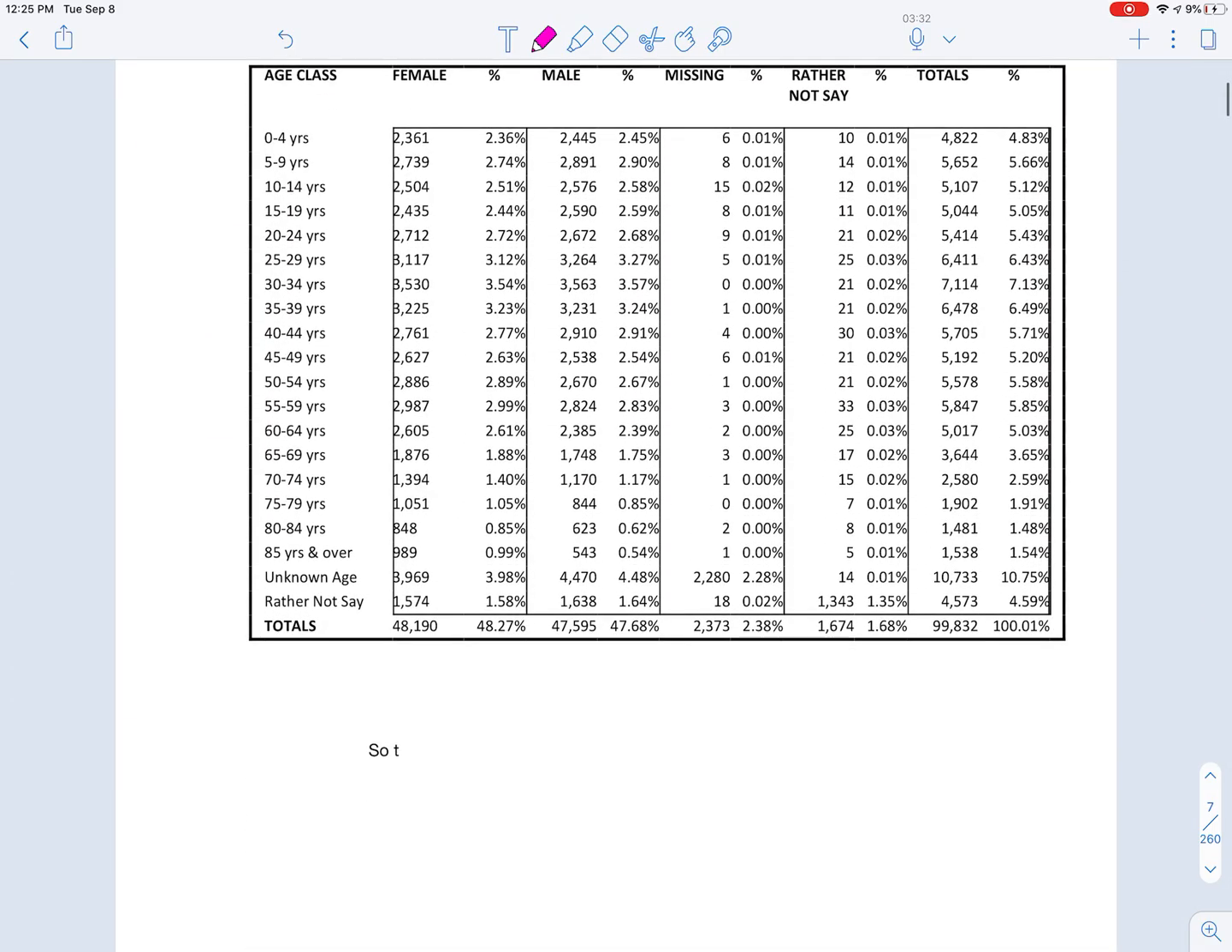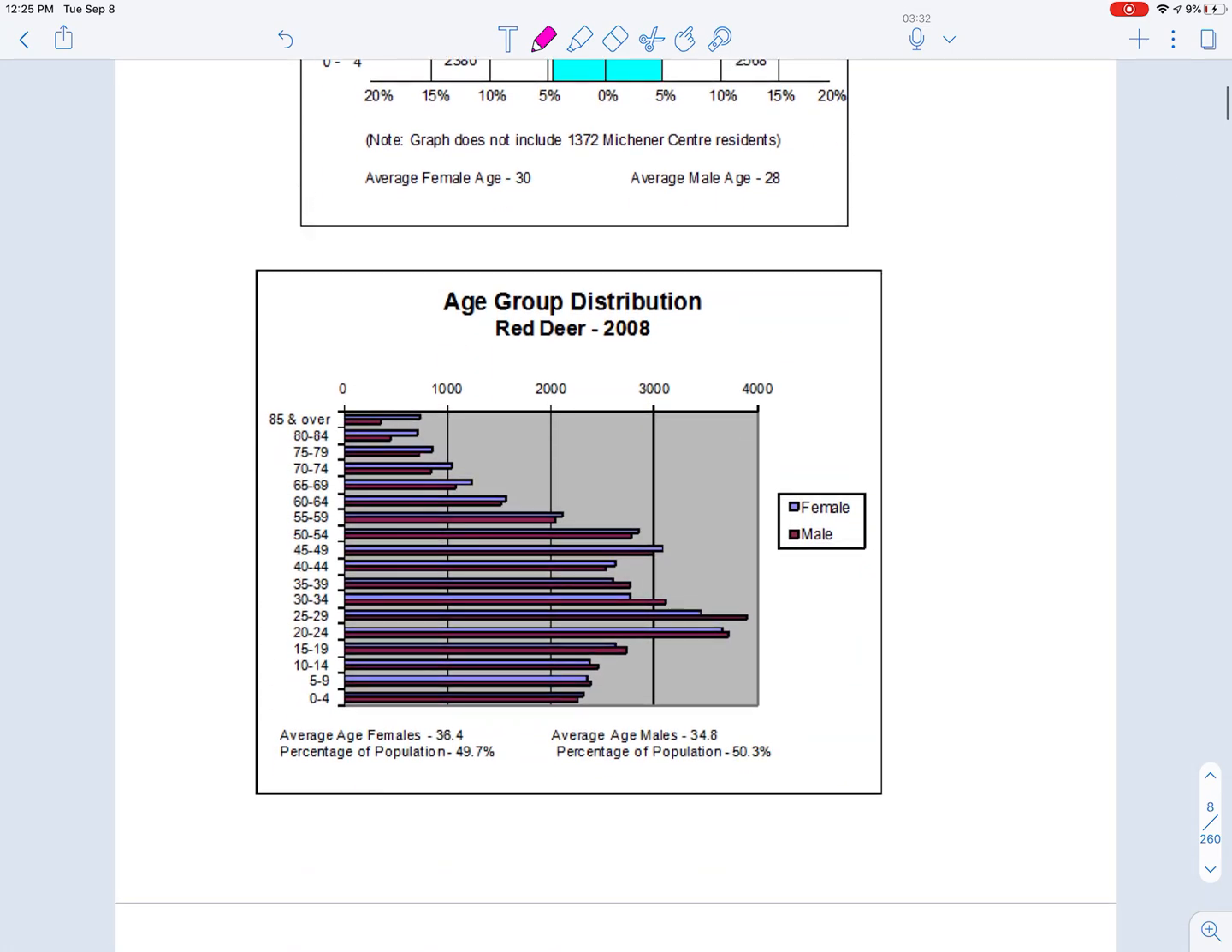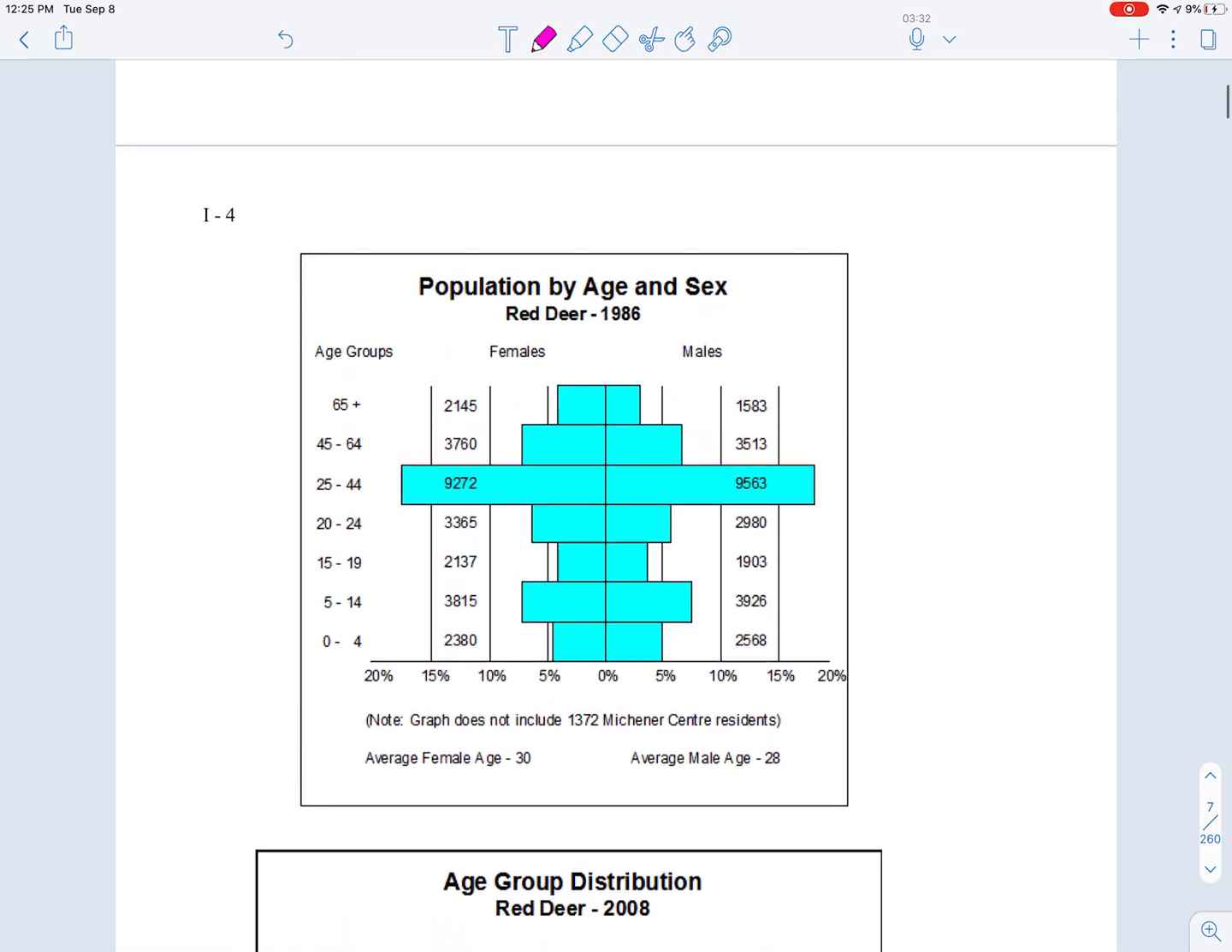Okay, so let's take a look again at those last two in particular. So this one in 2008, it's easy to compare the males and the females, but you don't have the exact numbers. Here you've got the exact numbers. You've got a visual. It's a little hard to compare the males and the females, except that you've got the exact numbers. But what I want to focus in on here is what is going on here.